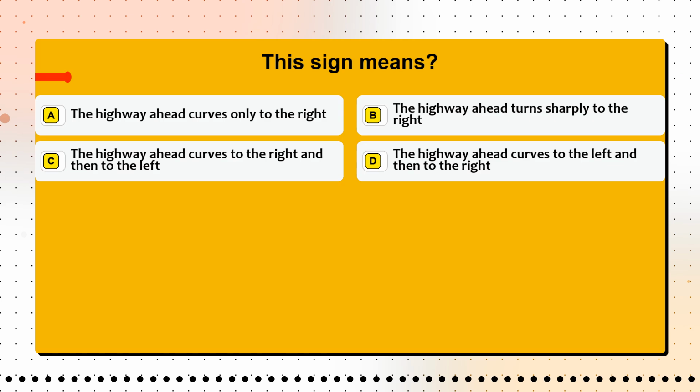Question 86. This sign means? Here are the options. Option A, the highway ahead curves only to the right. Option B, the highway ahead turns sharply to the right. Option C, the highway ahead curves to the right and then to the left. Option D, the highway ahead curves to the left and then to the right.